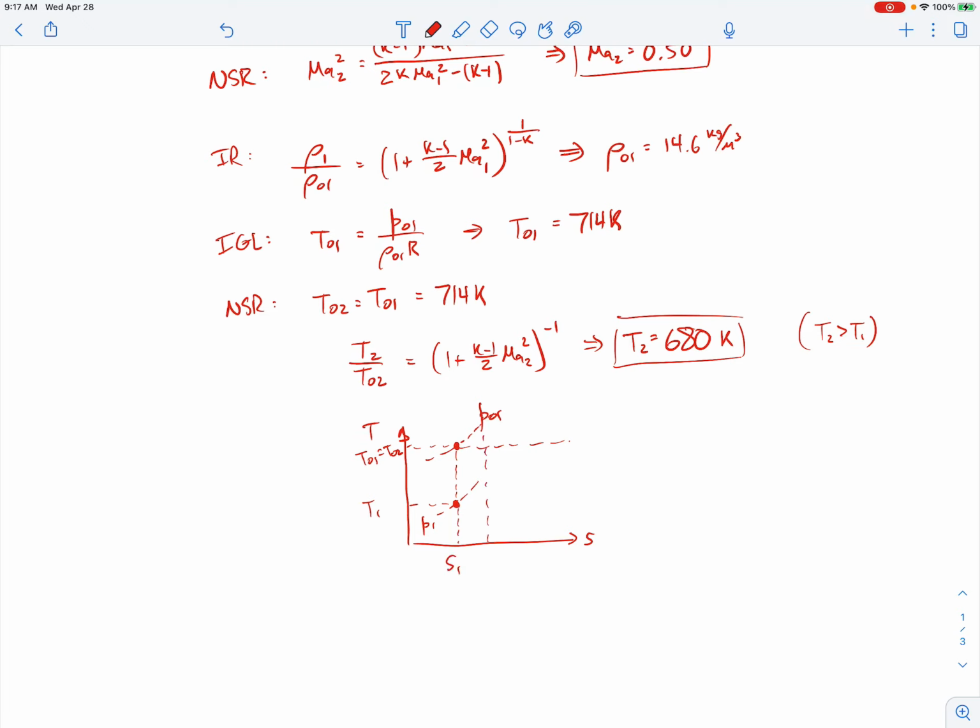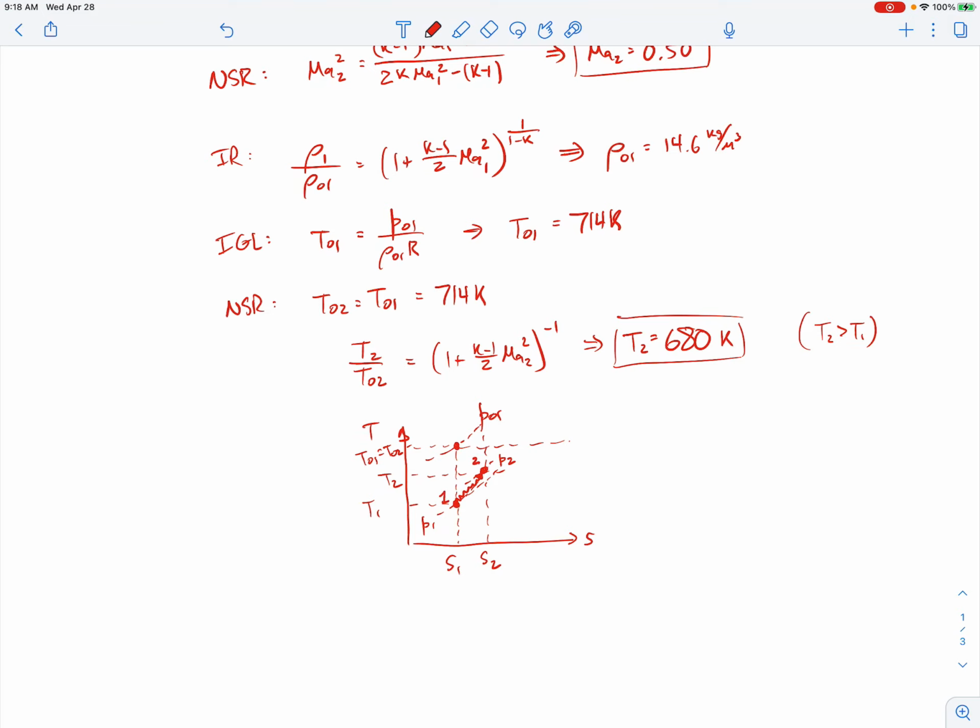So this is the specific entropy upstream, specific entropy downstream. Like I said, the temperature will increase. So here's our T2, and then the pressure will increase. So this is our P2 here. So you can see that we go like that across the shock wave. So here's our state 1, here's our state 2.